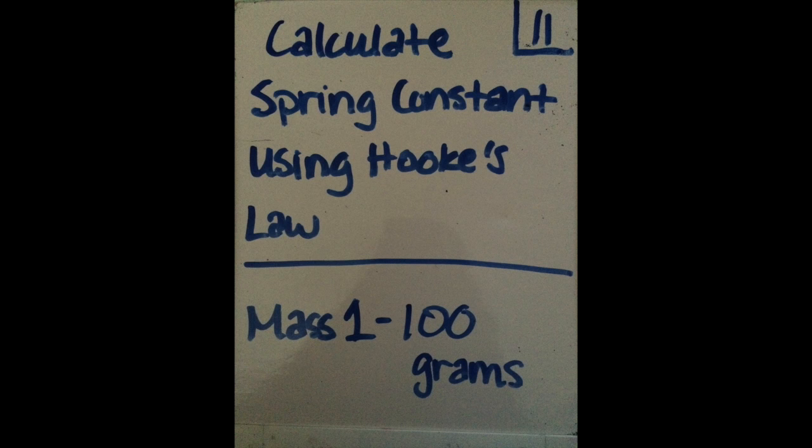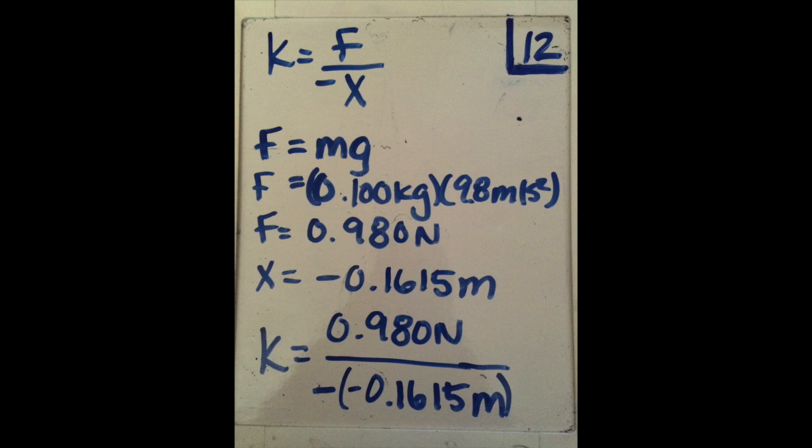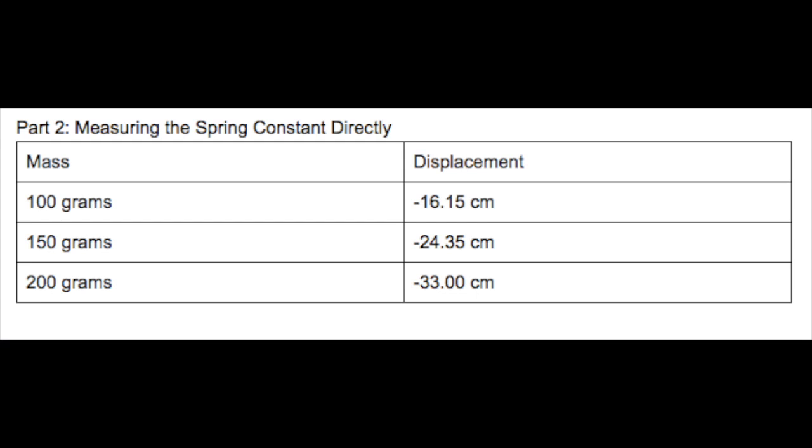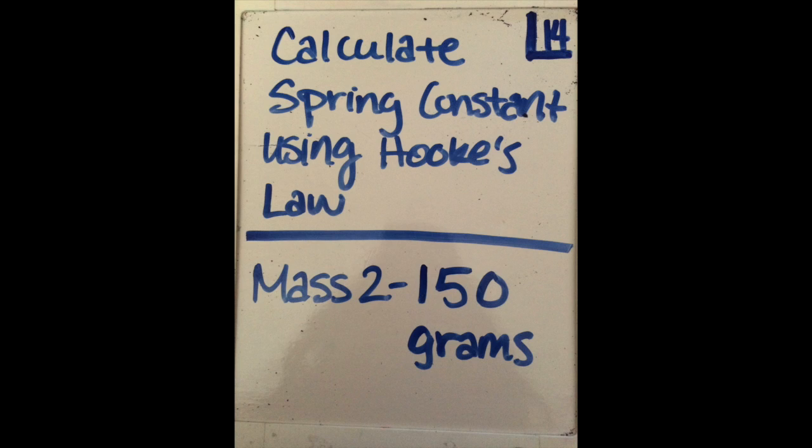For the equation, m is 0.1 kilograms, so F is 0.98 newtons. X is negative 0.1615 meters. The constant is 6.068 newtons per meter. Repeat for the 150-gram mass. The displacement for the 150-gram mass is negative 24.35 centimeters.